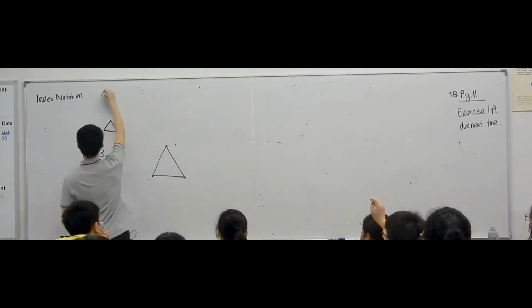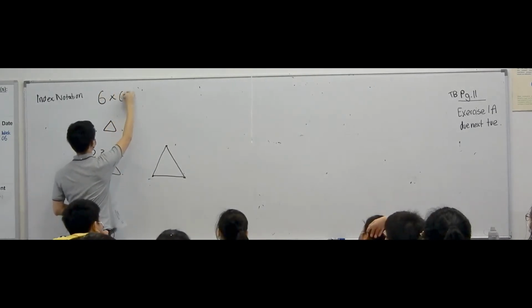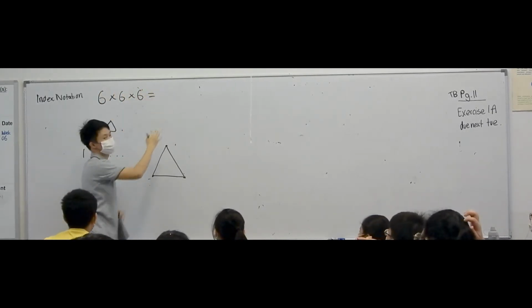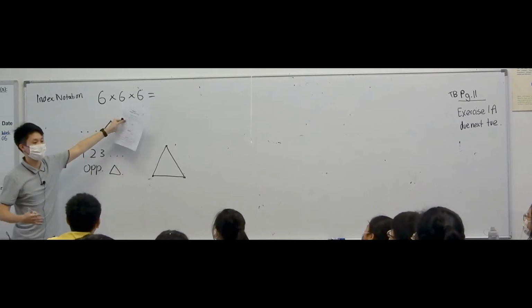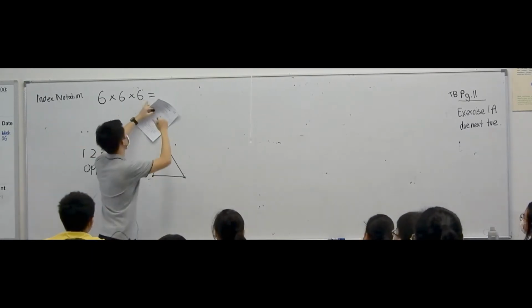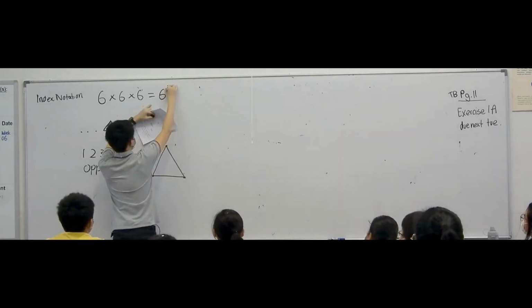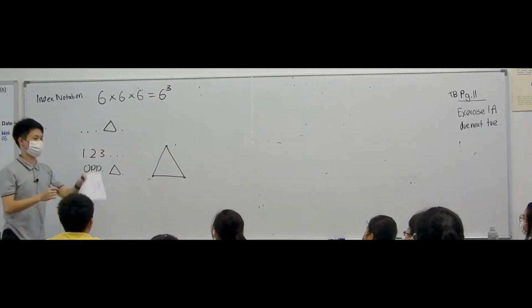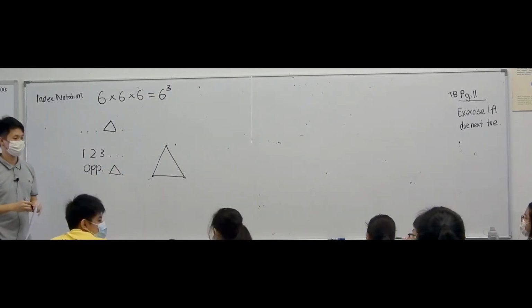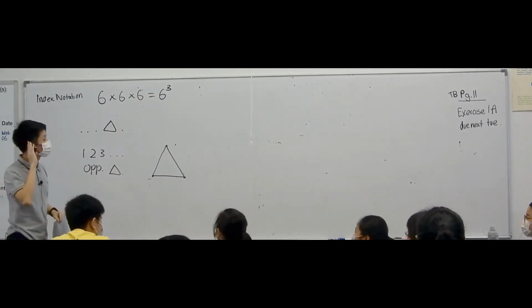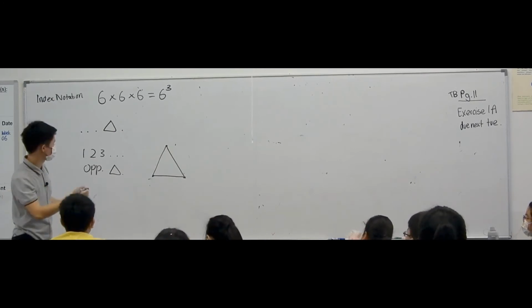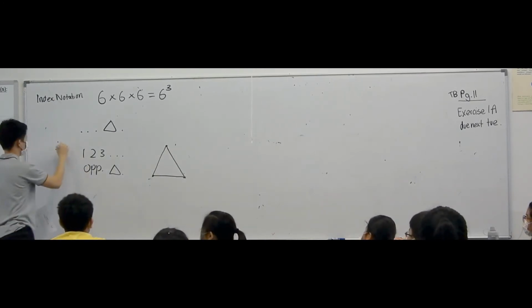Okay. So as our friend said, it's 6 times 6 times 6. We want to make it shorter, right? So what's the answer here? 6 cubed or 6 to the power 3? Yes. So that one is this one.